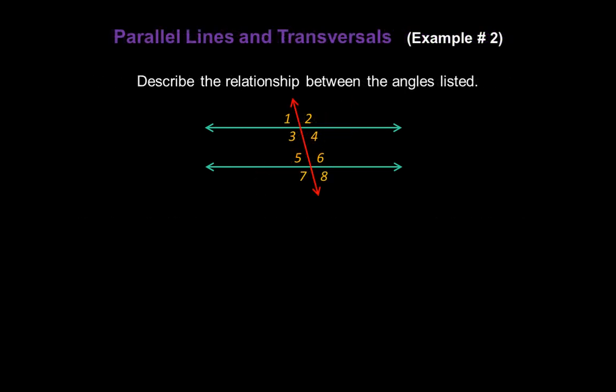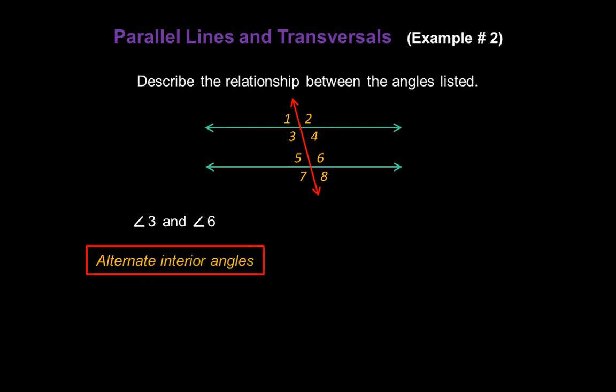Now let's take a look at another example. Describe the relationship between the angles listed. Consider angles 3 and 6 first. Take a look at 3 and 6. What can you tell me about their relationship? They're on opposite sides of the transversal. They're between the parallel lines, so that makes them alternate interior angles.